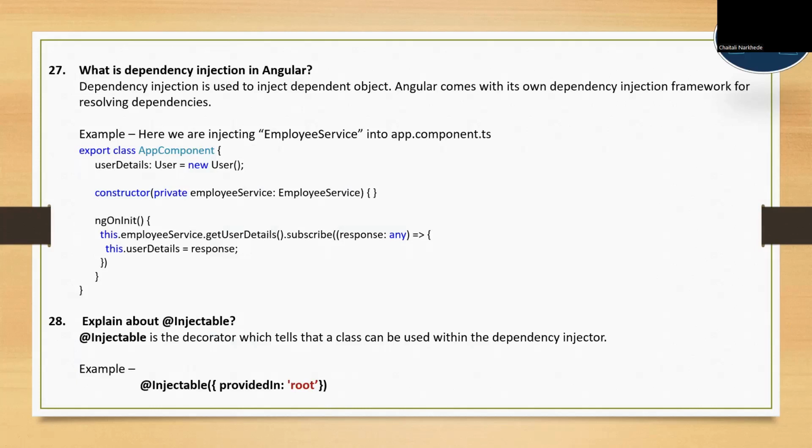Let's take an example. I have created one employee service and I have some methods in it, like get user details. And I want to use that get user details method in app.component.ts. So for that, I'm injecting the employee service in the constructor. I have provided private employeeService colon, and here you have to define your service name. Using this employeeService object, we can access the service method get user details, and we are getting the data. This way, we are injecting the dependency service.